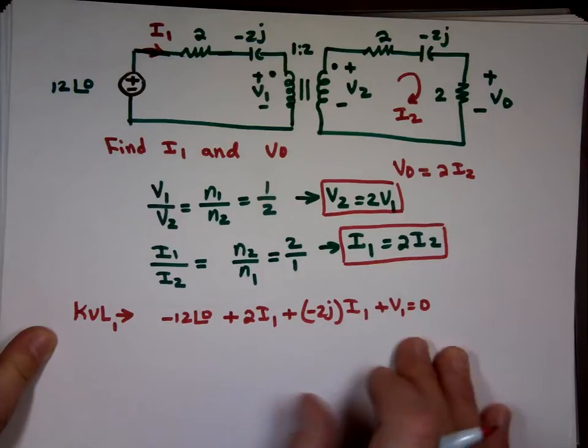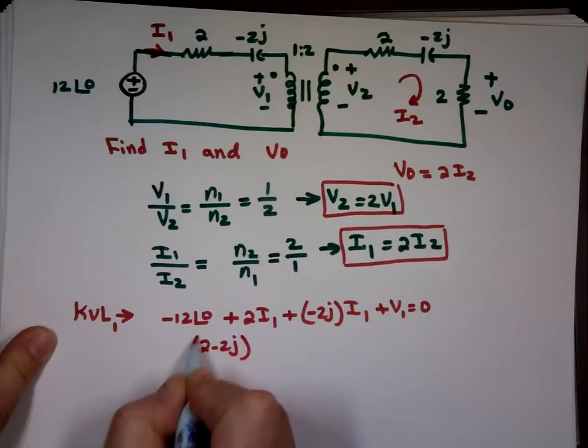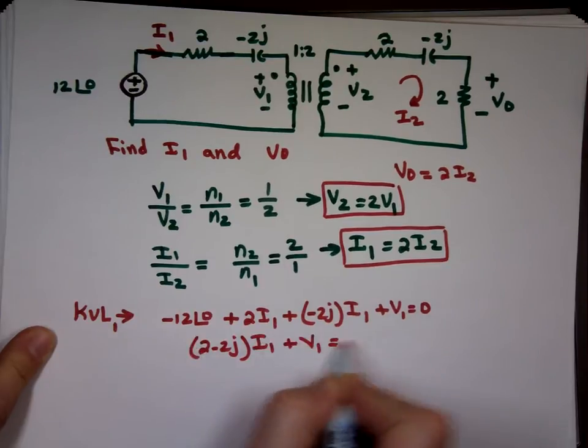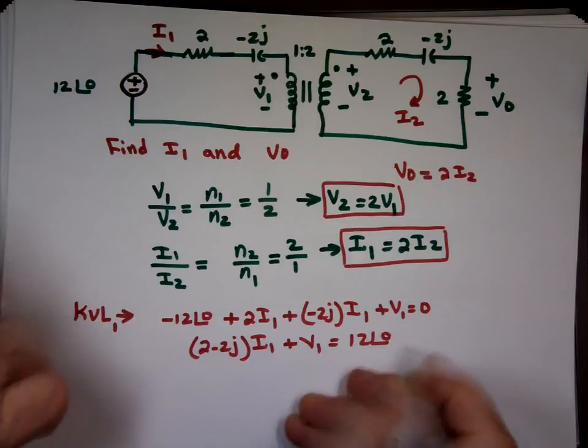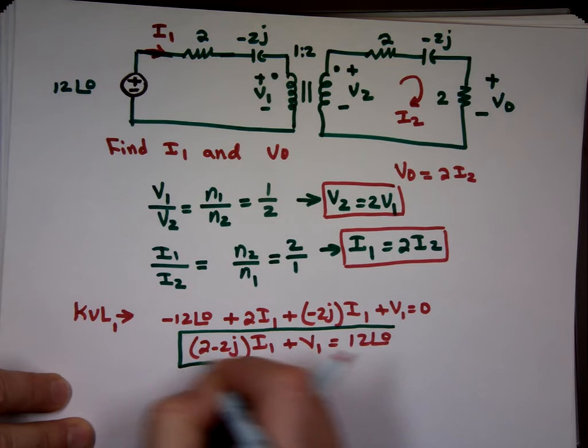So right now, if you clean that equation, what do we have? 2 minus 2j I sub 1 plus V1 equals 12 angle 0. So that's equation number 3. Let me put it in a box there.